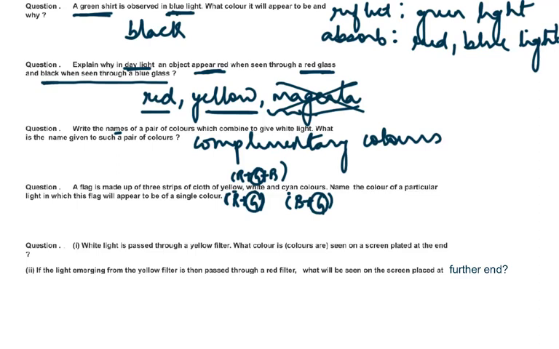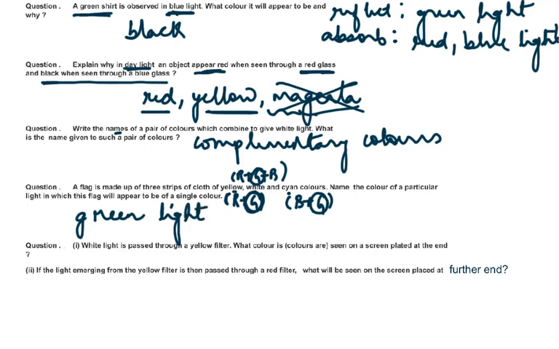Here also green. So if I shine green light on this flag, all the 3 colors are going to reflect only green. If you shine any other light, it will not appear to be of the same color. So the answer is green light. Okay, come on, the next question.